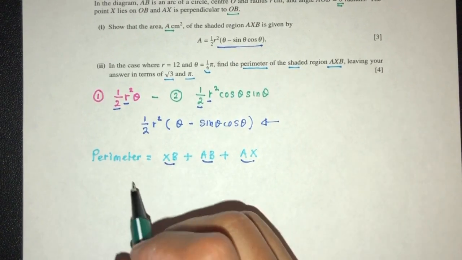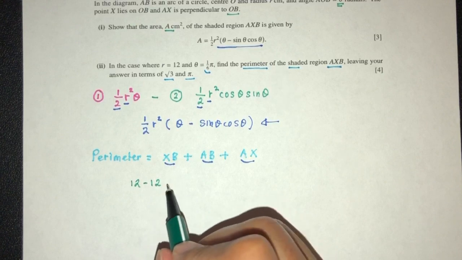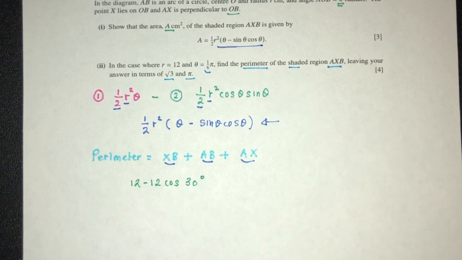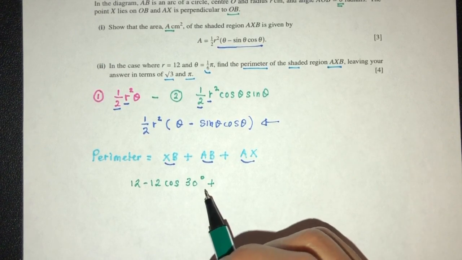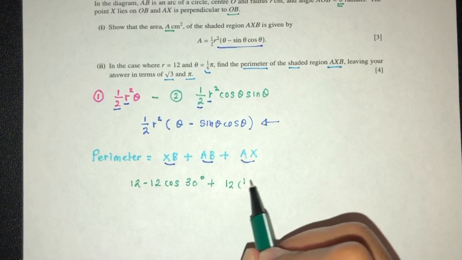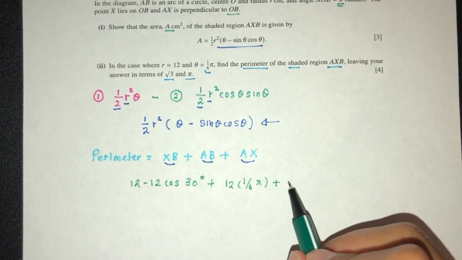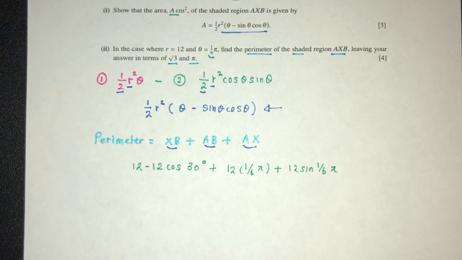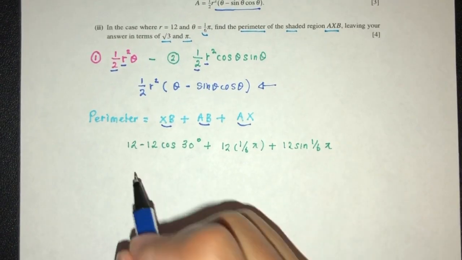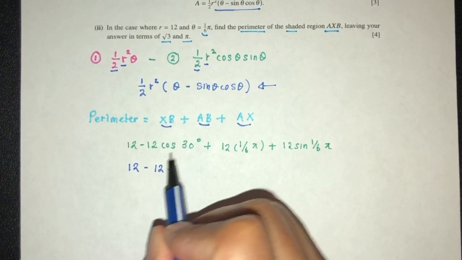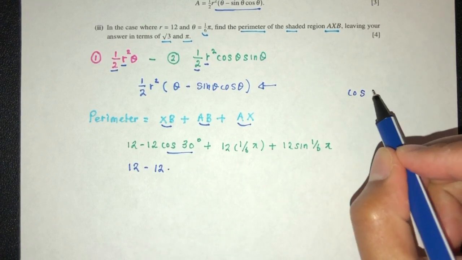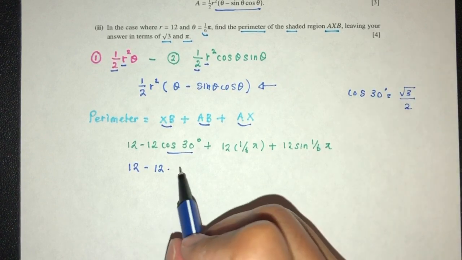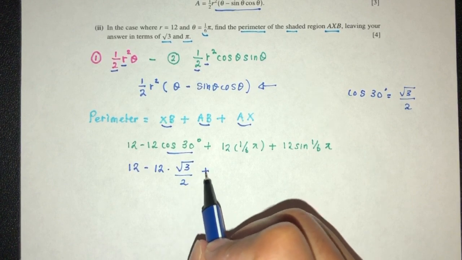XB was found to be 12 minus 12 cos of 1 over 6 pi, which is the same as 30 degrees, plus AB. AB was found to be 12 times 1 over 6 pi, plus AX, which is 12 sine 1 over 6 pi. Okay, simplify one by one. So 12 is 12 minus 12. Now what is cos 30? We have to know the exact values of that. Cos 30 is equal to root 3 over 2. So that will be root 3 over 2.